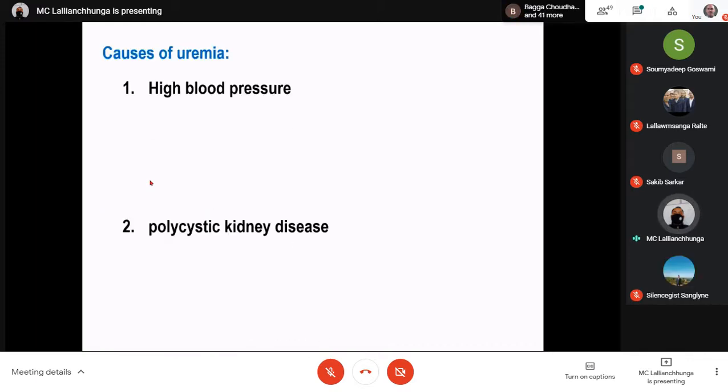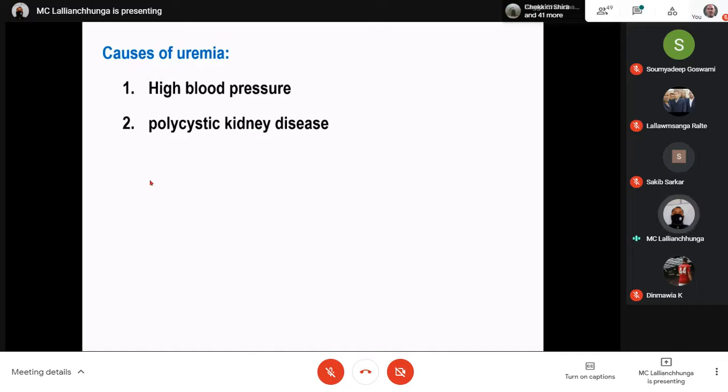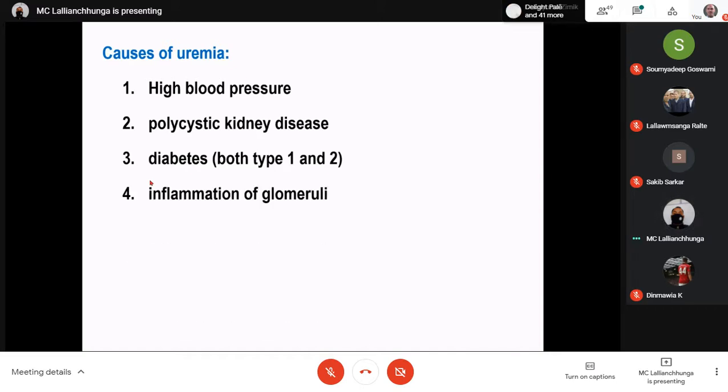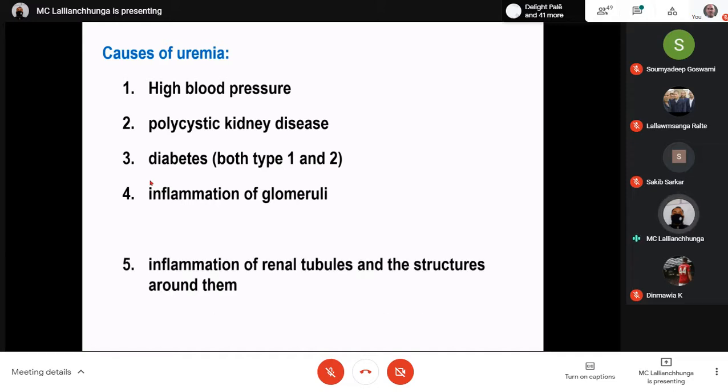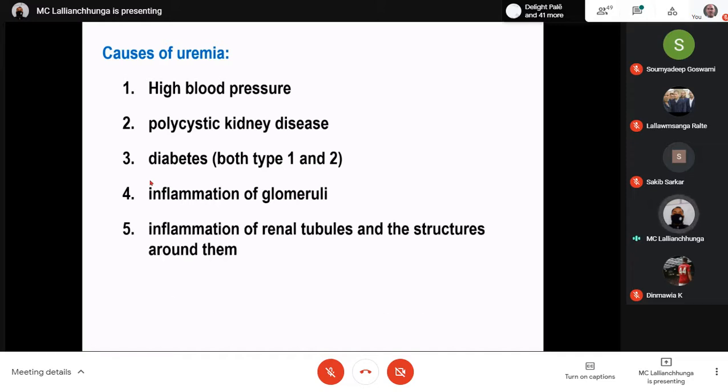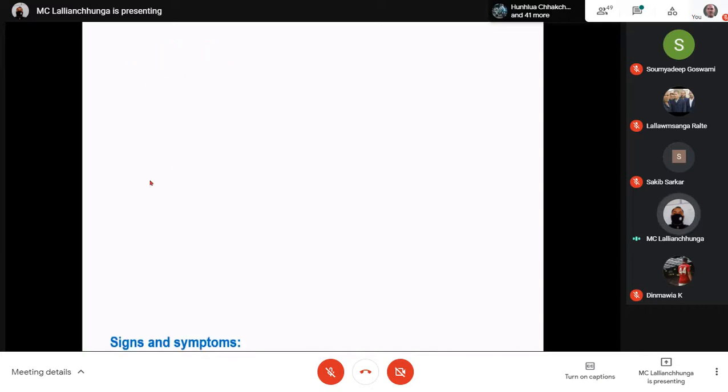So what are the causes of uremia? High blood pressure, polycystic kidney disease, that means there are some cysts present in the kidney, which is genetic in nature. Number 3 is diabetes, maybe type 1 or type 2. Or inflammation of the glomeruli, inflammation of renal tubules and the structure around them, and large prostate, or some types of cancer. So these are the causes of uremia.